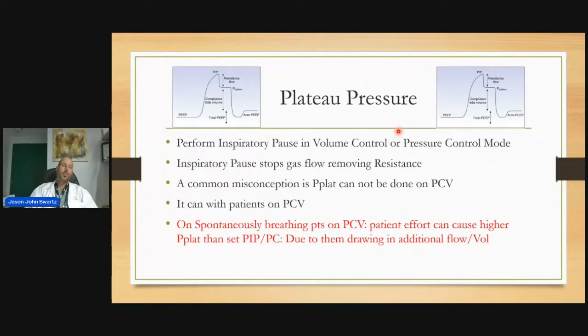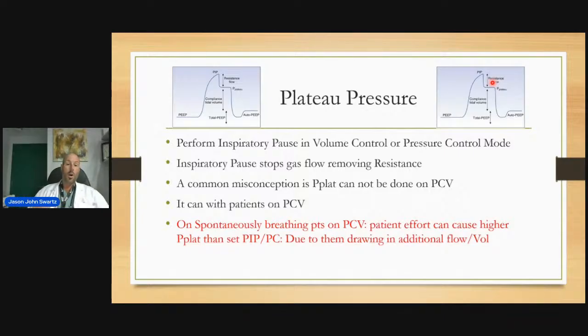All right, so let's just go through the basics of mechanics. We're looking at plateau pressures. So we perform an inspiratory pause in volume control or pressure control mode. The inspiratory pause stops gas flow, removing resistance. So you have your peak pressure, you do an inspiratory pause, you'll get a drop and a plateau. The difference between the PIP and the plateau has to do with airway resistance.